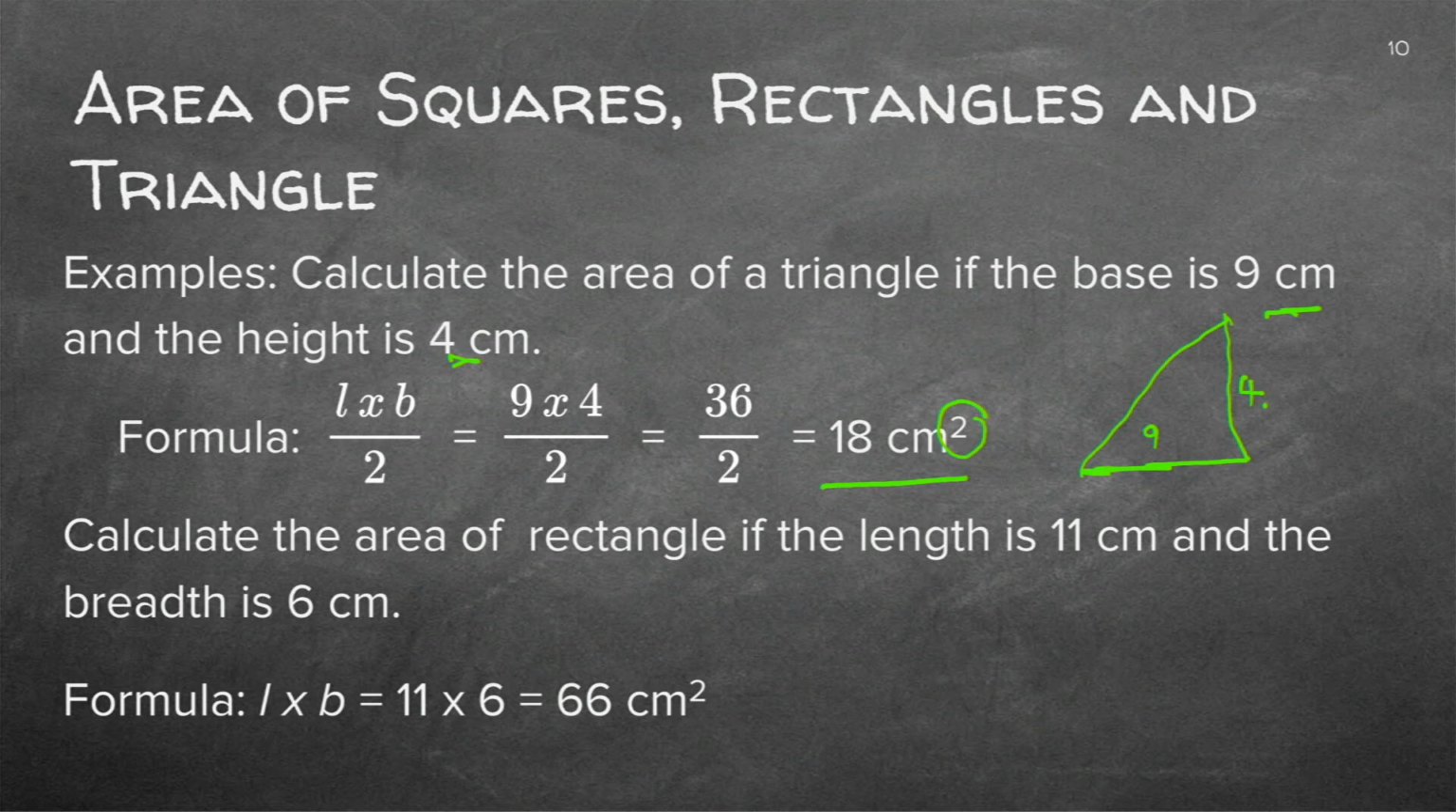And if you have to calculate the area of the rectangle, if the length is 11 centimeters, the breadth is 6 centimeters. Again, it's centimeters, so we know we have the same unit. So your formula is length times breadth, so it's 11 times 6, so it's 66 centimeters squared.